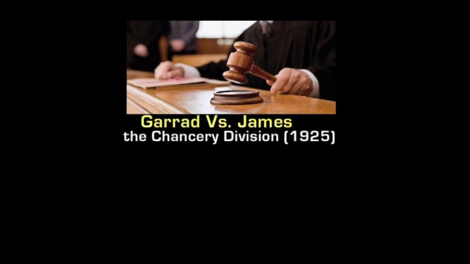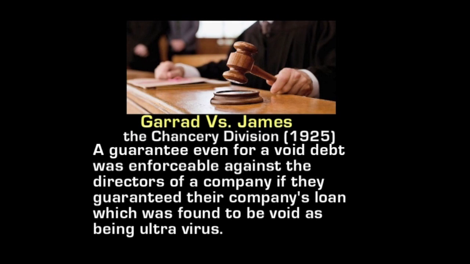As an exception to this rule, in Garrett versus James, the Chancery Division, 1925, held that a guarantee even for a void debt was enforceable against the directors of a company if they guaranteed their company's loan, which was found to be void, as being ultra vires.